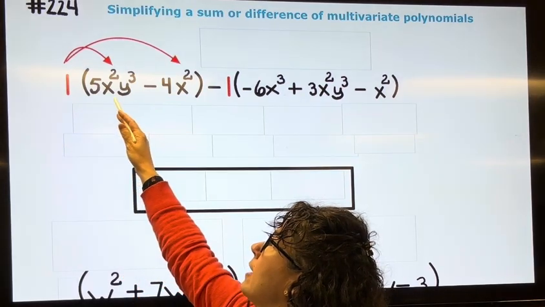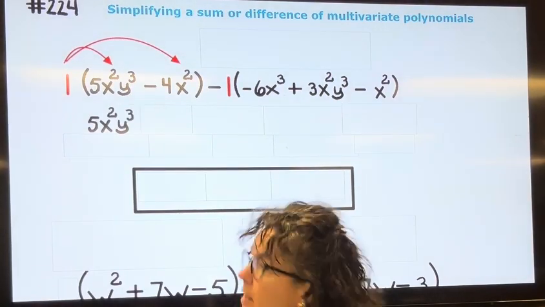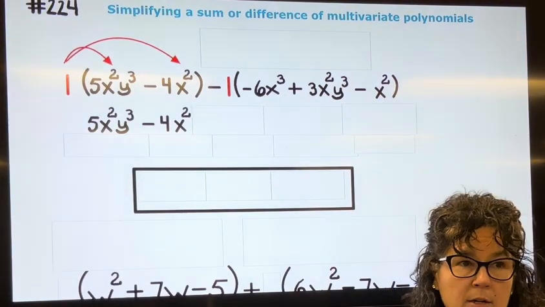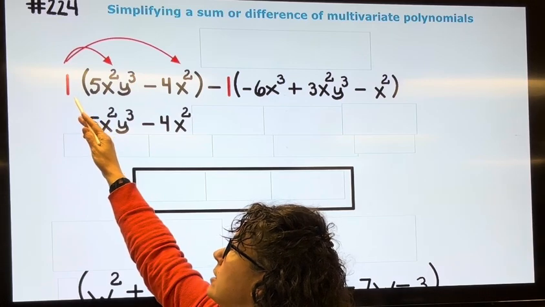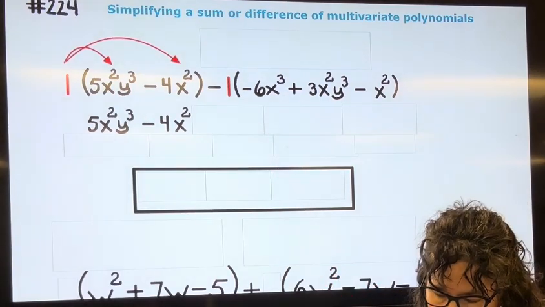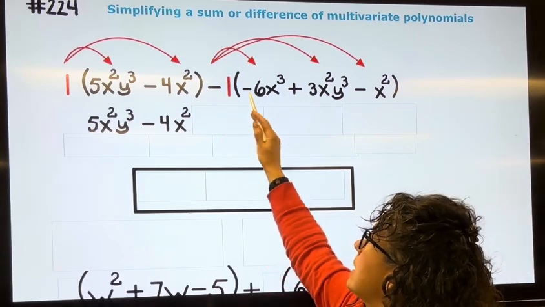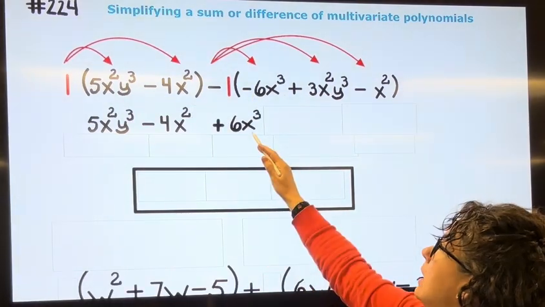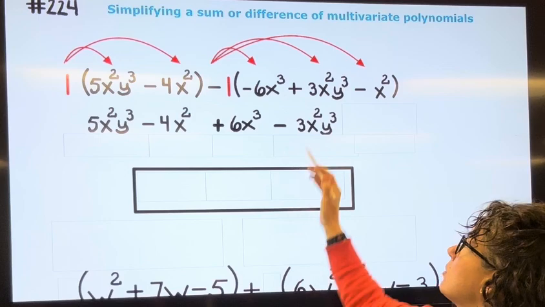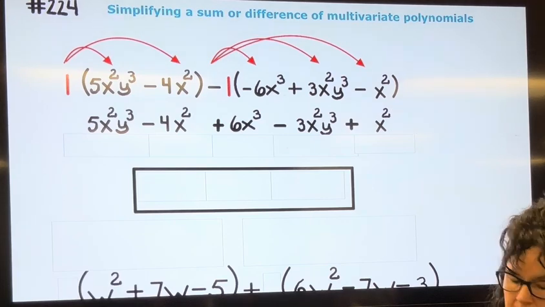So 1 times 5x squared y cubed is going to be exactly the same thing. And 1 times -4x squared is -4x squared. So if I just have a +1 in front, I'm really just taking off the parentheses. But this -1, when I distribute that, it's going to change the sign. 1 times anything is itself, but negative times negative is plus 6x to the third. Negative times positive is minus 3x squared y cubed. And negative times negative is plus x squared.